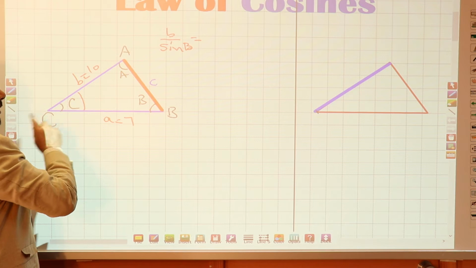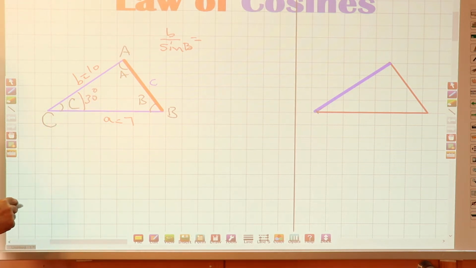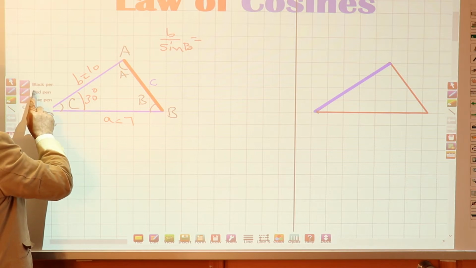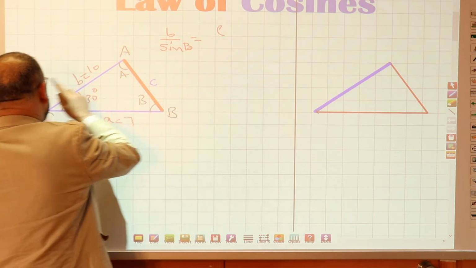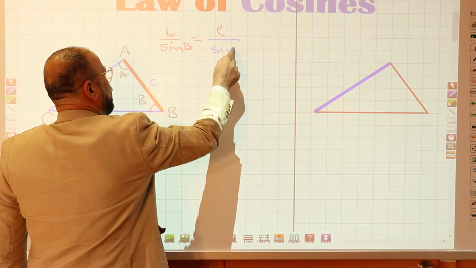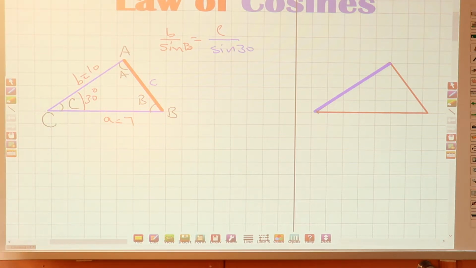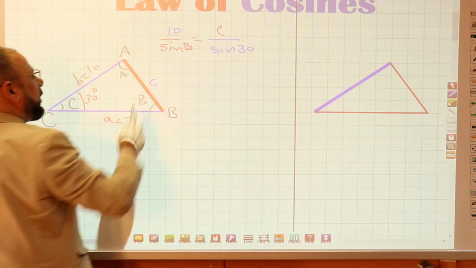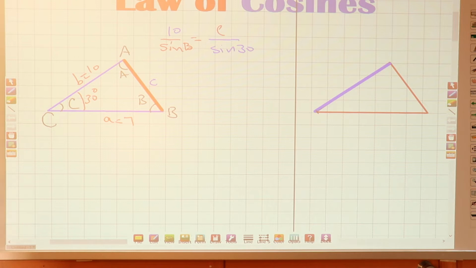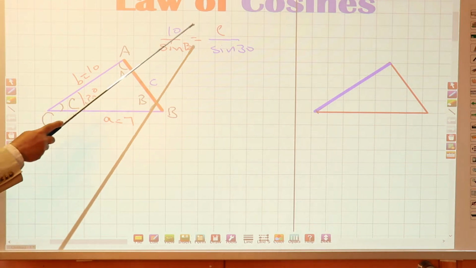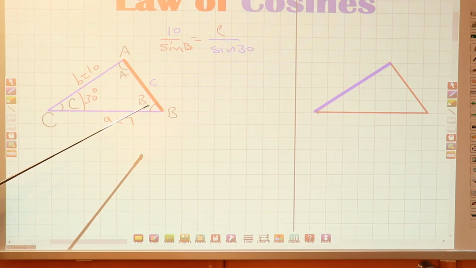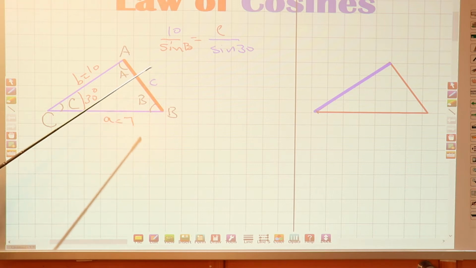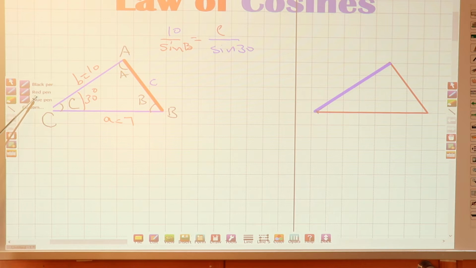Let us make this angle 30 degrees. If I take c over sine C, which is sine 30, I know b is 10. I put the known in blue and the unknown in red. We cannot solve it because we have two unknowns, c and sine B. Whatever other option you try, you will still have two unknowns, so the law of sine will not work for us.